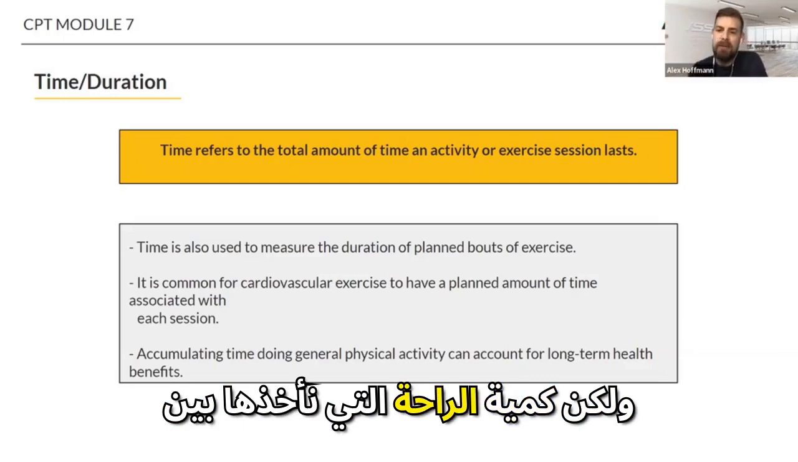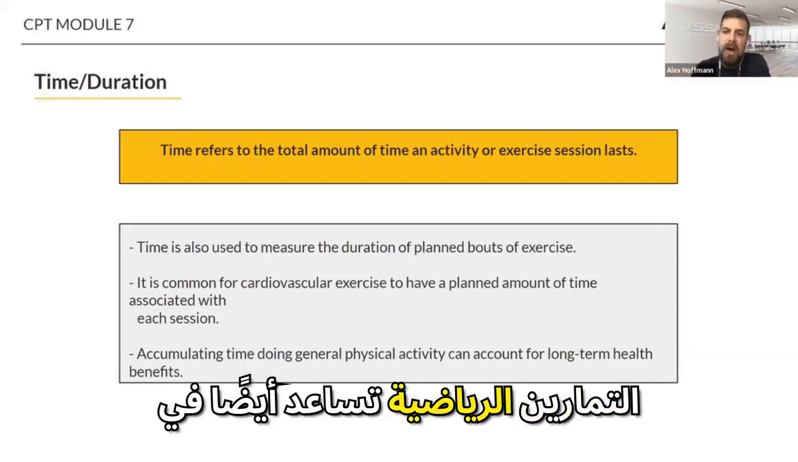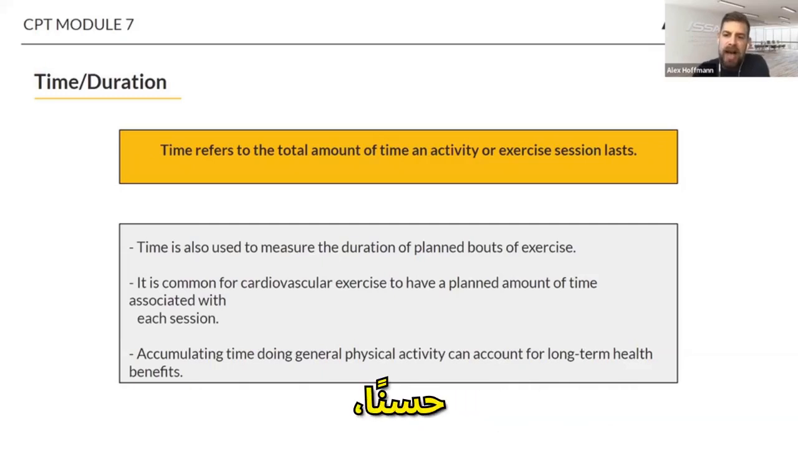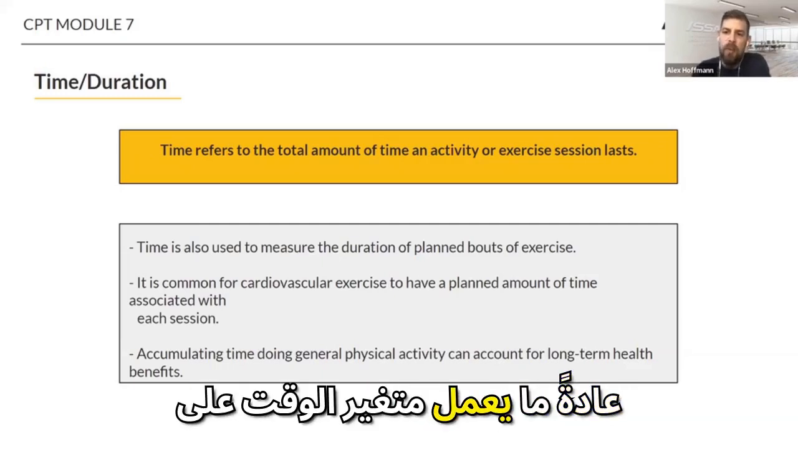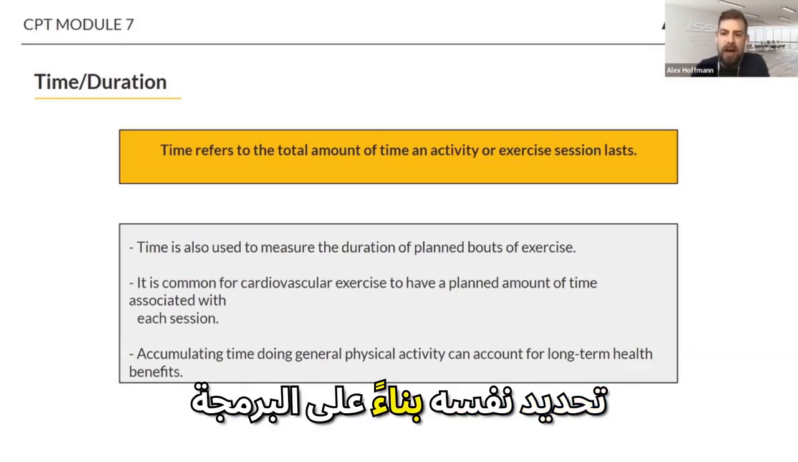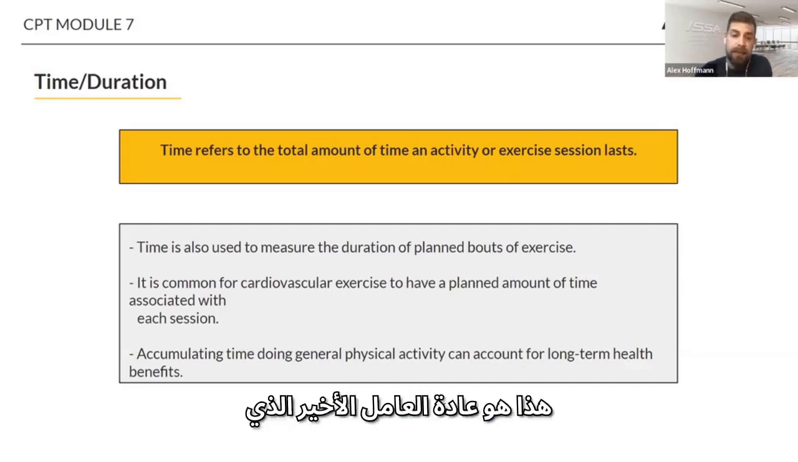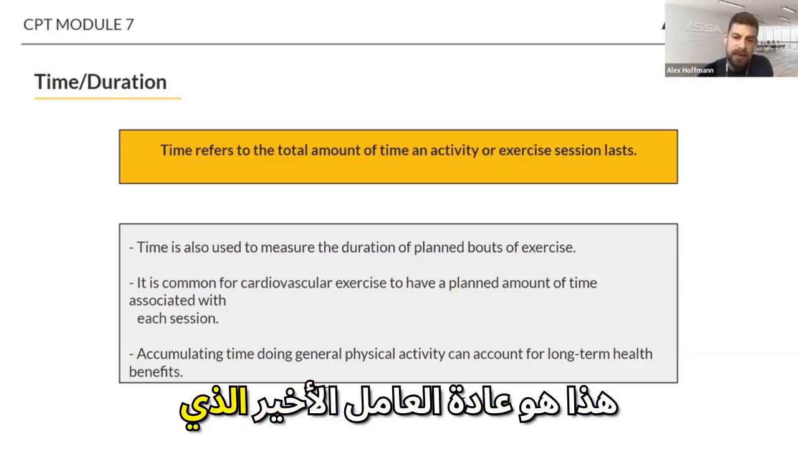But the amount of rest that we take in between exercise also helps to determine what type of adaptation is going to take place. So typically the variable of time works itself out based off of just the programming that's there for the day. So this is typically the last factor to consider.